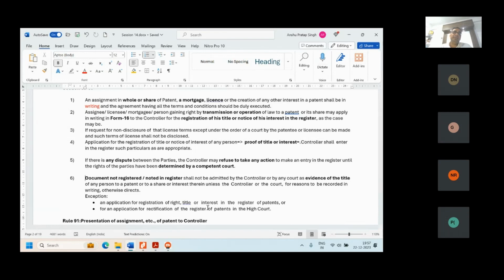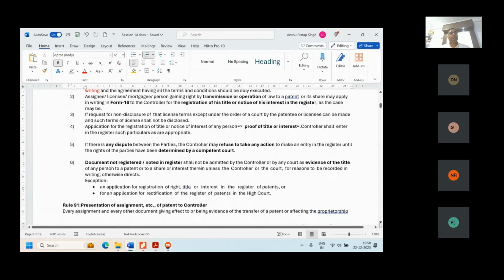Now, in infringement, if you go with an unregistered document, the court will not recognize it as evidence, because they say it should be registered and it is not falling under the two exceptions which have been provided. So the court will not recognize it as evidence. Before admitting it as evidence, you have to get the register rectified. Then only they can take that as evidence.